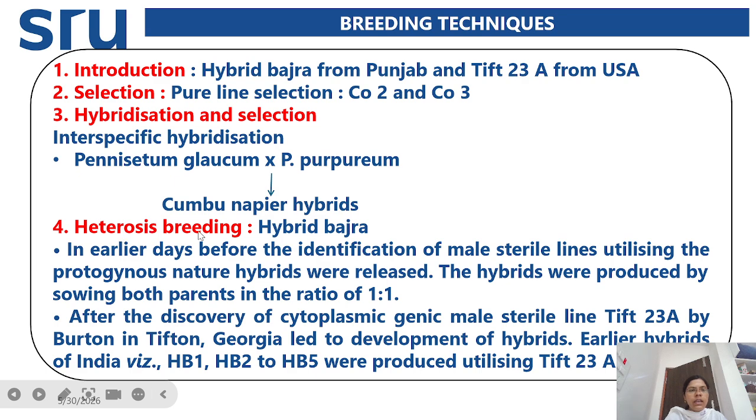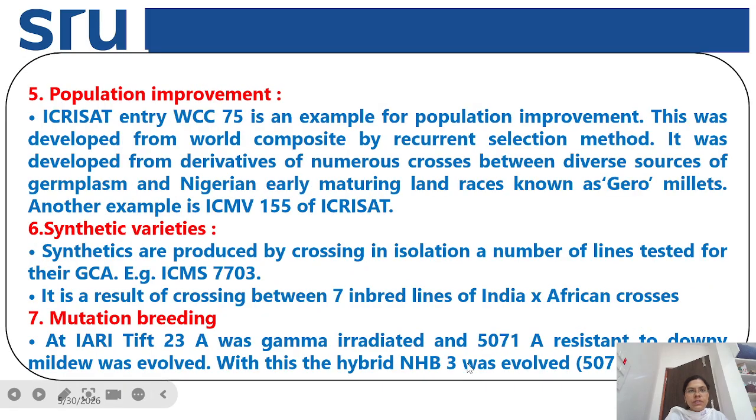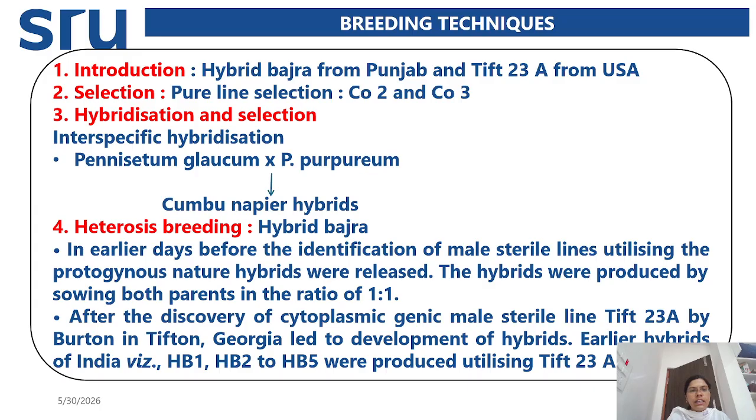And next is heterosis breeding. Heterosis breeding is nothing but the development of hybrid Bajra. In the earlier days, before the identification of male sterile lines, they utilized the protogynous nature, where hybrids were produced by sowing both parents in the ratio of 1:1. After the discovery of the cytoplasmic male sterile line TIF 23A by Burton in Tifton, Georgia, this led to the development of hybrids. The earlier hybrids of India are HB1, that is Hybrid Bajra 1, Hybrid Bajra 2, up to 3, 4, and 5. They were produced utilizing this TIF 23A line. So this is heterosis breeding, that is hybrid Bajra.